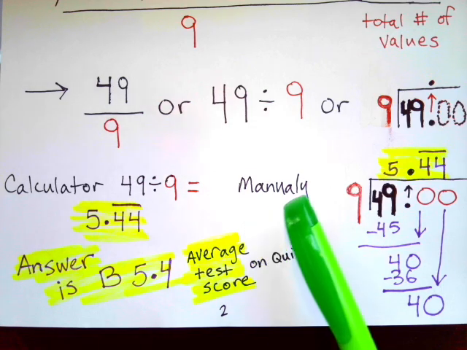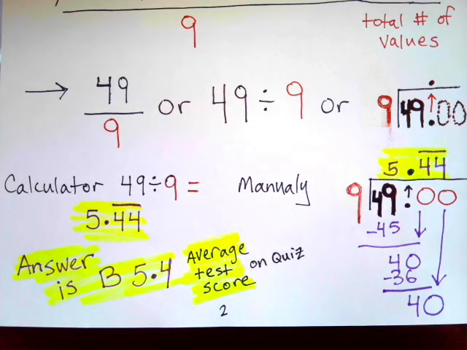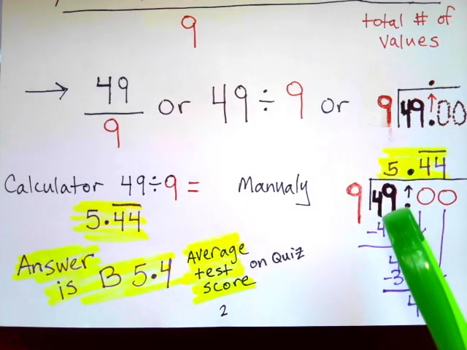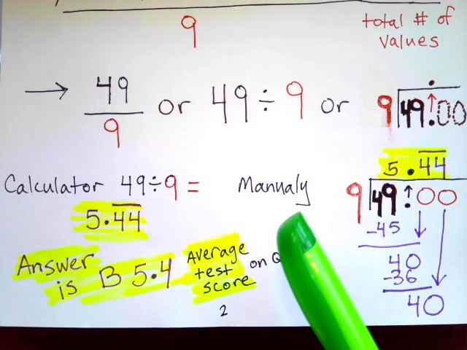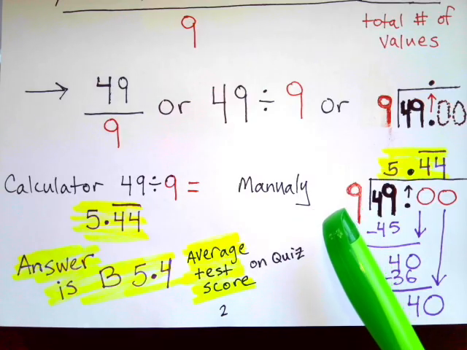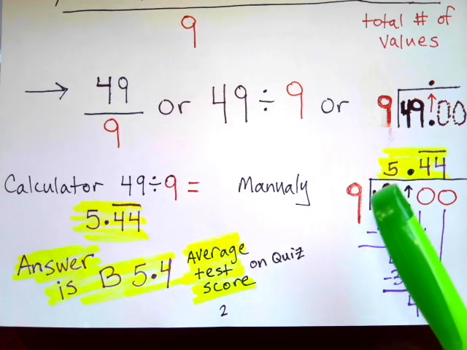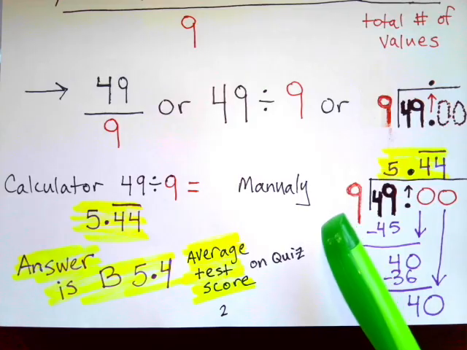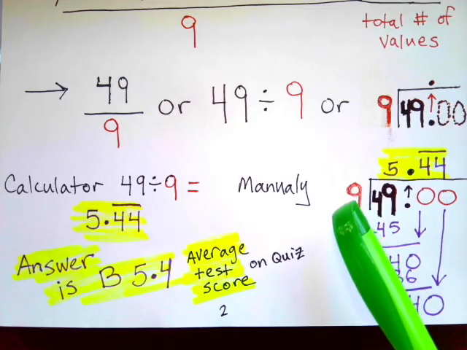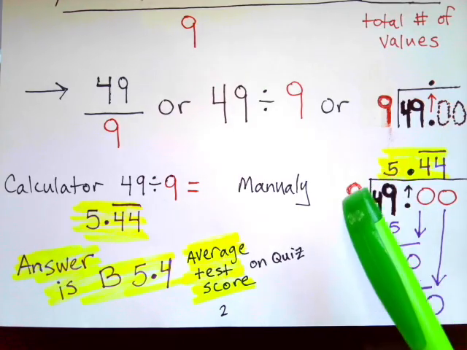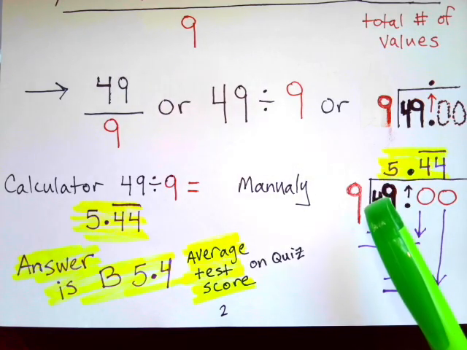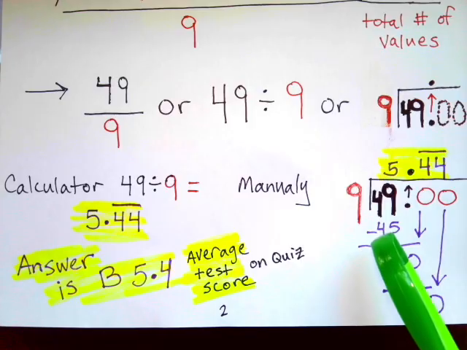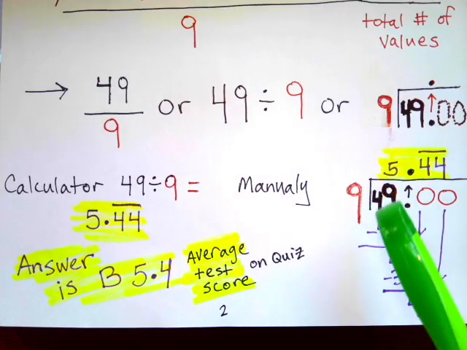Now, if you have to do this manually, I've shown you above how to write that. You put the decimal, bring it above, and you guess and check. Let's say you don't know what number times 9 would get you closest to 49 without going over. You guess and check, right? But I know that 5 times 9 is 45. It doesn't go over 49, and it's the closest to 49 I'll get. So 9 times 5 is 45.